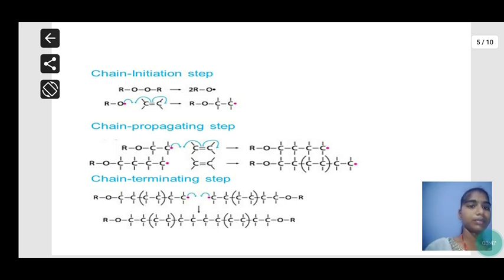Chain terminating step. Two growing chains, R-O-C-C-radical, with the Lewis dot, combine. The reactants give rise to R-O-C-C-C-C... in between, forming a long chain ending in C-C-O-R.